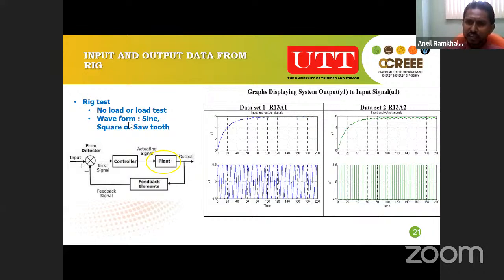We use sine waves, square waves, and sawtooth waves from our signal generator. And this is just a sample of the input and output data here. The top graphs show the input, and the bottom shows the output.